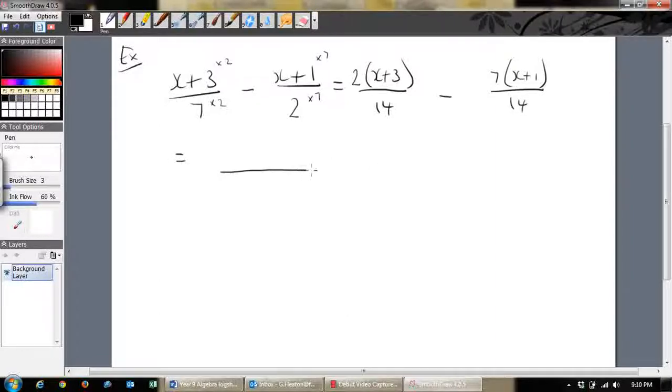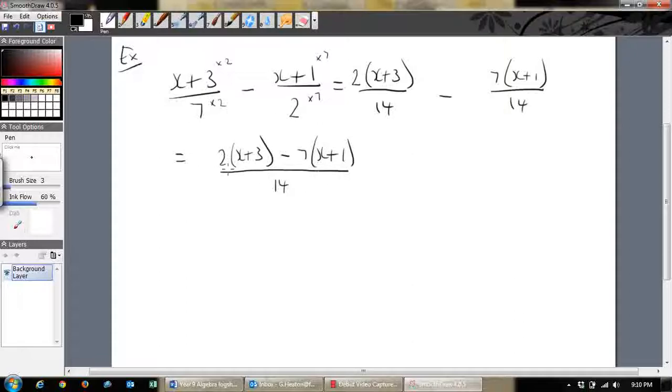Now that we have everything over the same denominator, we can put them together. So what we've got is 2 bracket x plus 3, minus 7 bracket x plus 1. We've got that minus there. If that was a plus, that would be a plus in there.